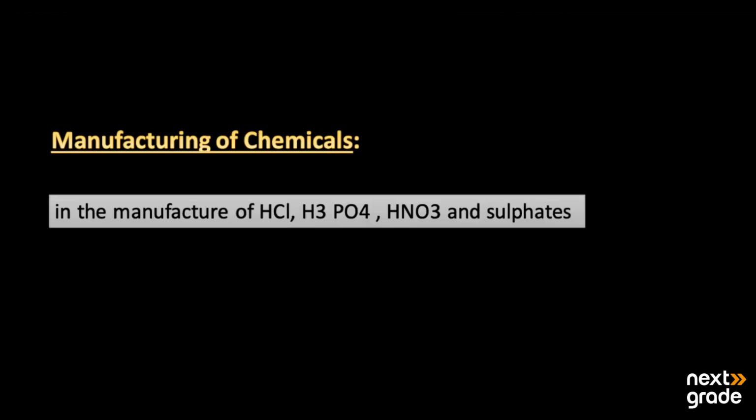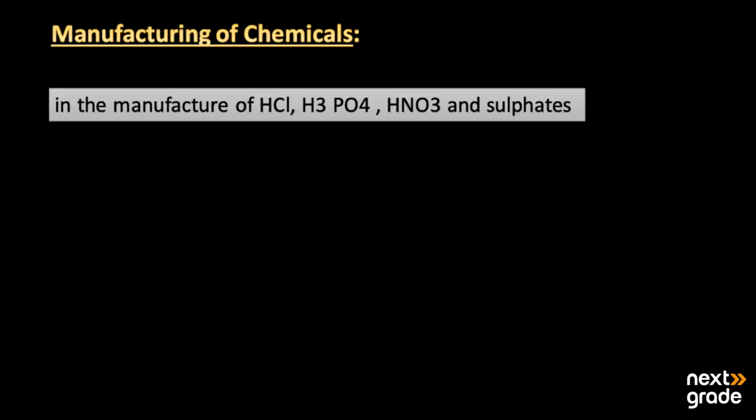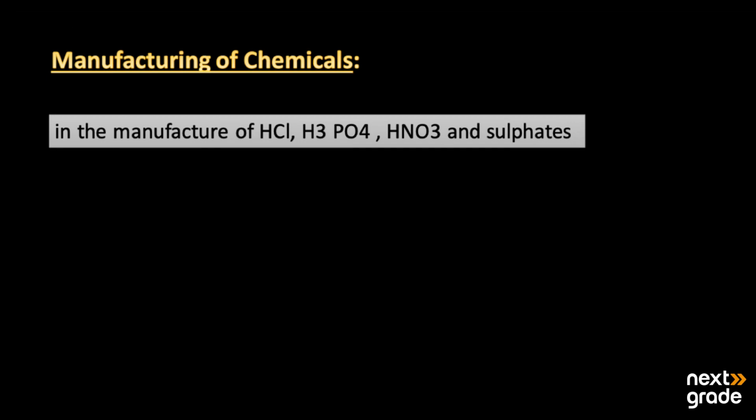And then the third use of H2SO4 is in the manufacturing of different types of chemicals. These chemicals may be hydrochloric acid, which can be written as HCl. It is used in the production of H3PO4, which is also an acid. The third one is nitric acid, HNO3, and the production of different types of sulfates. H2SO4 is used at commercial and laboratory level for the production of these chemicals.